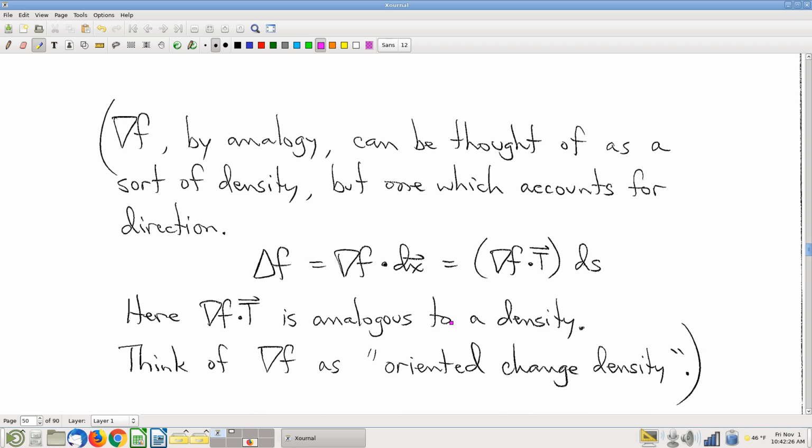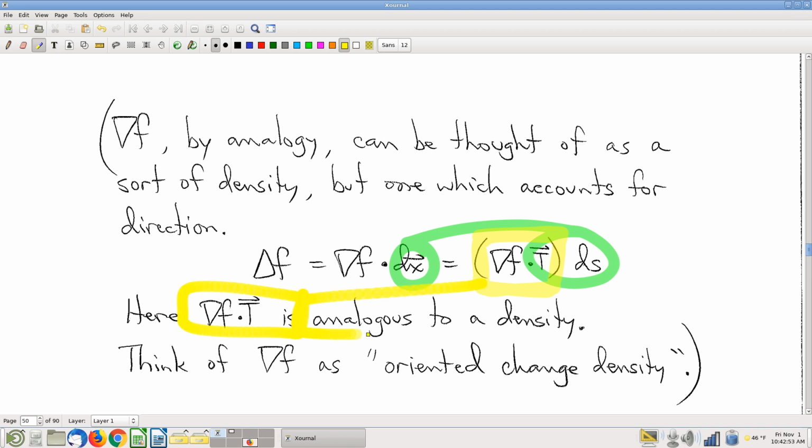So one way you can think of the gradient, right, there's what the gradient is. You can think of the differential as having a direction and a magnitude. Note then this is a thing that you're multiplying by size, right? So gradient dot unit vector is a density. The gradient itself isn't.